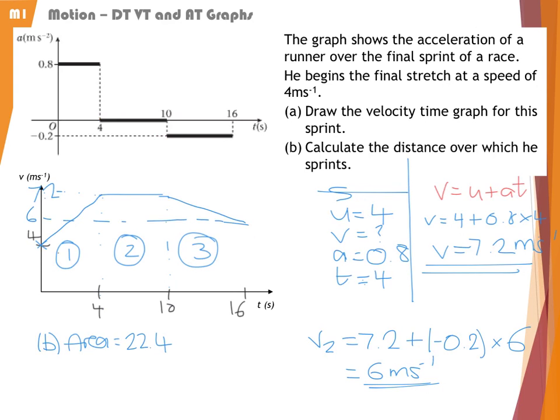My next section is a rectangle, 7.2 tall and 6 wide, coming in at 43.2. And the third section is another trapezium, with its parallel sides being 7.2 and 6, and its width being 6. And that comes out as 39.6. So altogether, we've got 105.2 metres that he sprints over. So he's starting just before the 100-metre line of the last bit of the race.